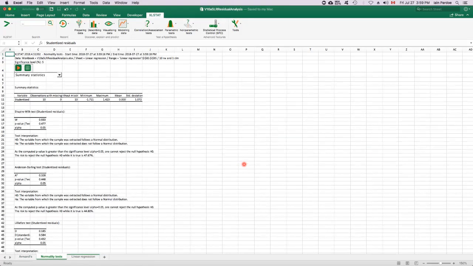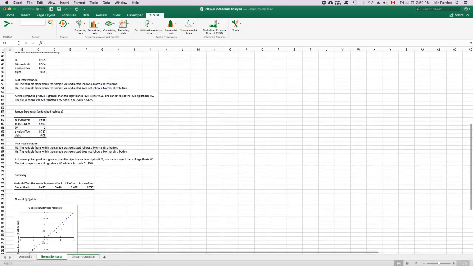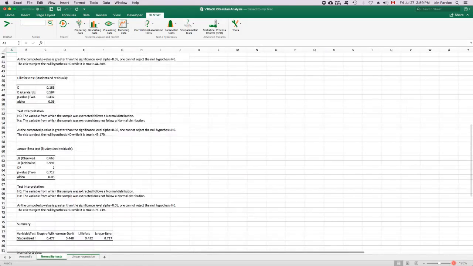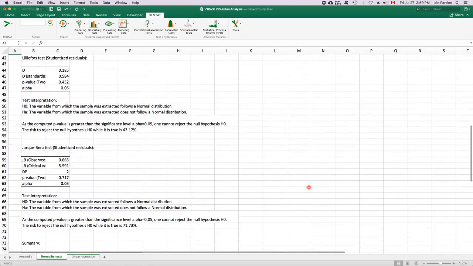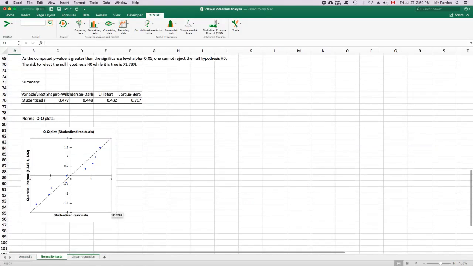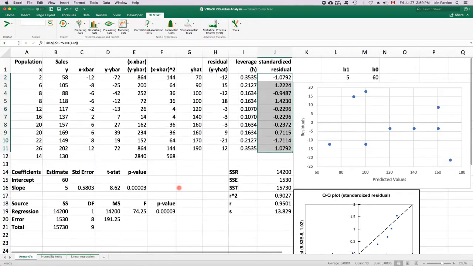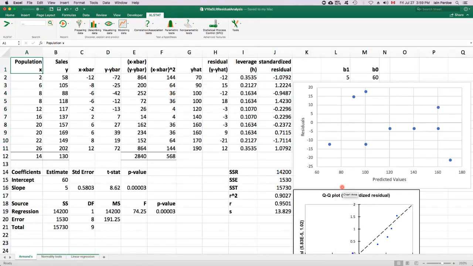And let's make it a little bigger. So there it is down there. There's our normal probability plot. Okay, so that's residual analysis for validating model assumptions for the simple linear regression model.